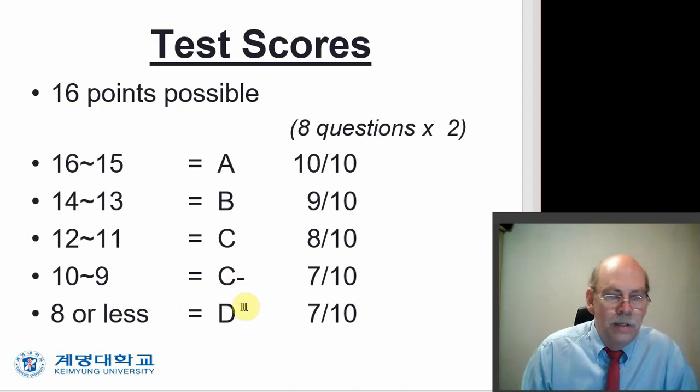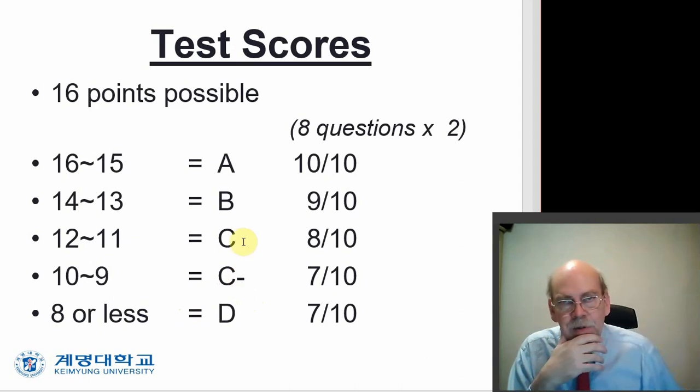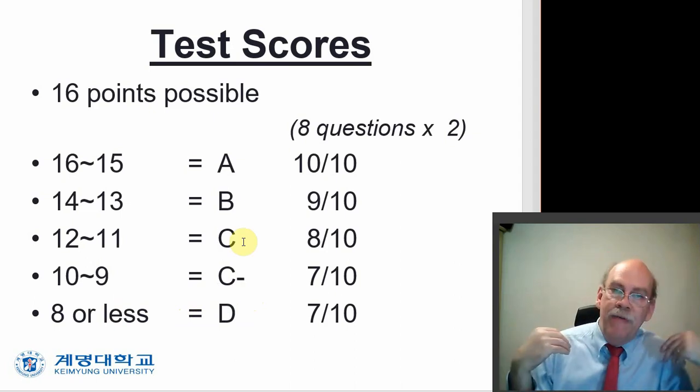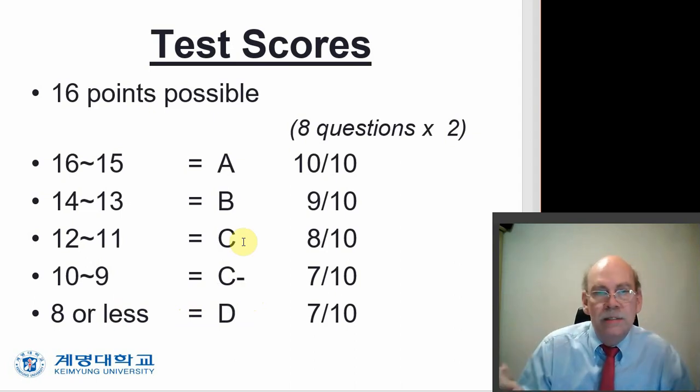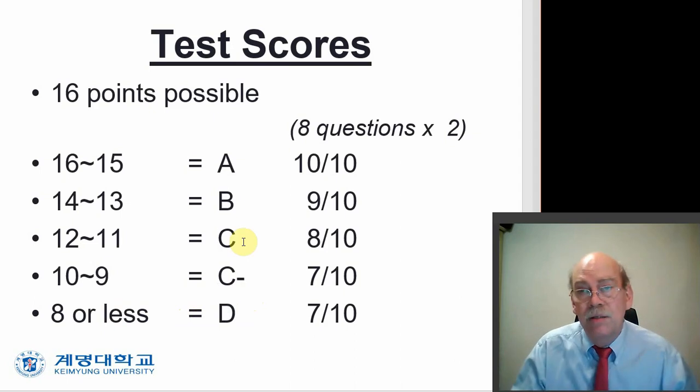8 or less, you got a D. I don't give Fs. Students only get an F if they absolutely do nothing in my class. Don't come to class, that's automatic F. Don't do the assignments. You don't do the notebook, finally, points.